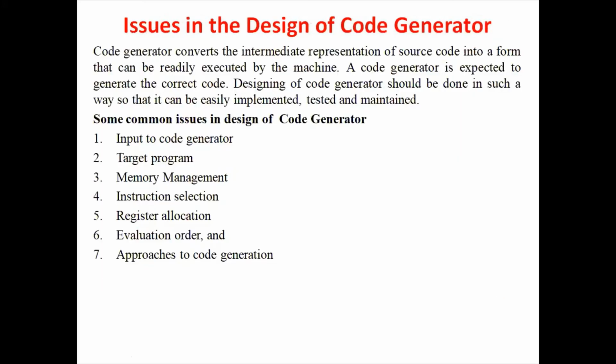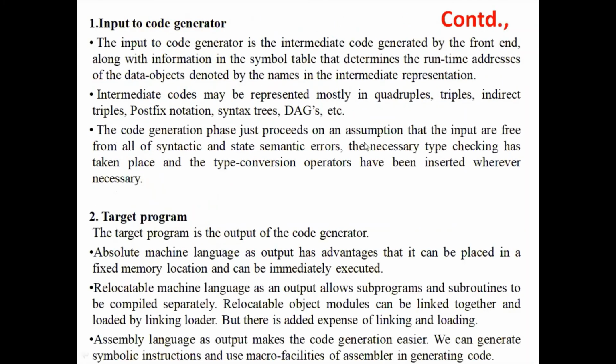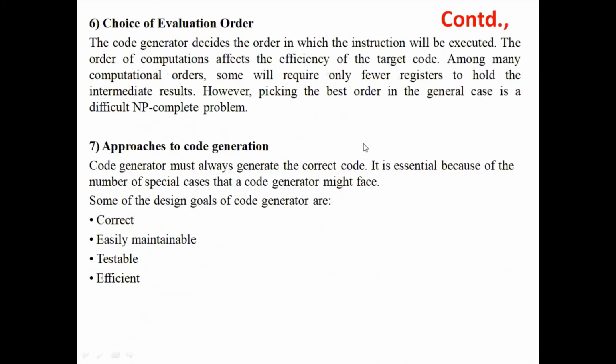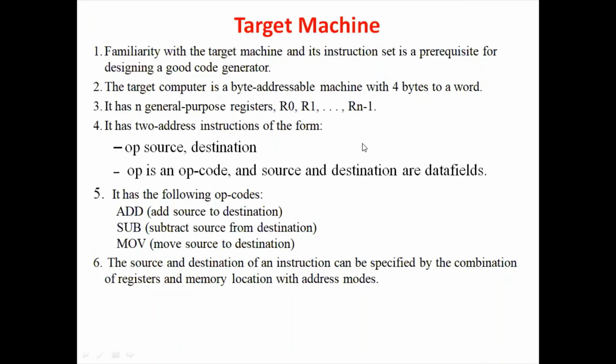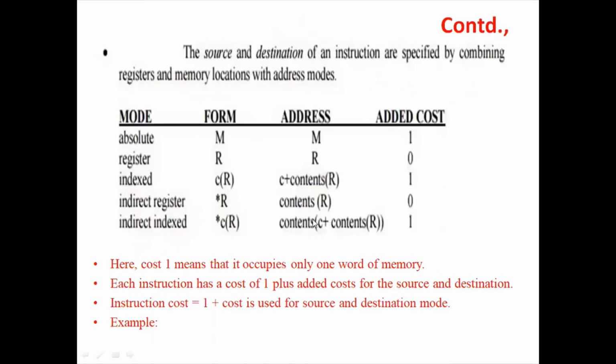Next, as per the syllabus, the next part B question is issues in the design of code generators. The second part B question is target machines. Target machine means, based on the given instructions, you have to calculate the address for the given program. For source machine and target machine, you have to calculate the cost for the given instructions.